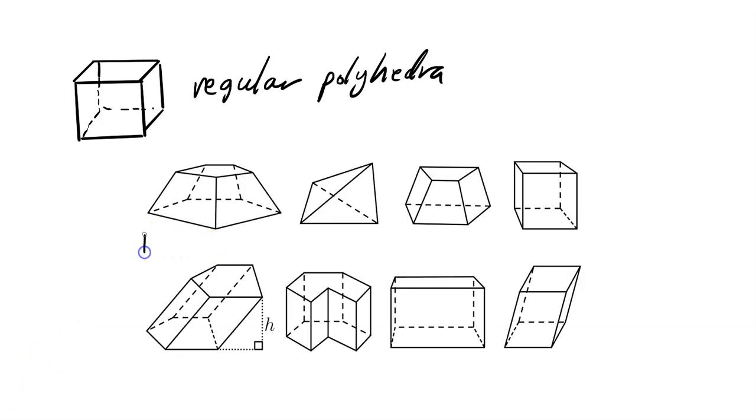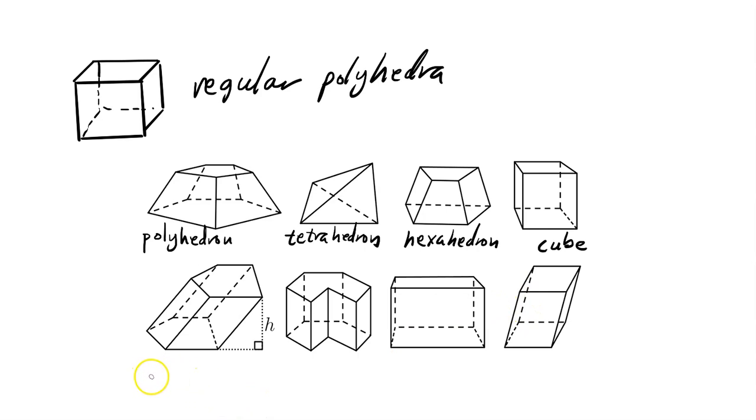So, for example, here we have a polyhedron. And here we have a tetrahedron, and a hexahedron. And this is a cube, which is an example of a regular polyhedron.